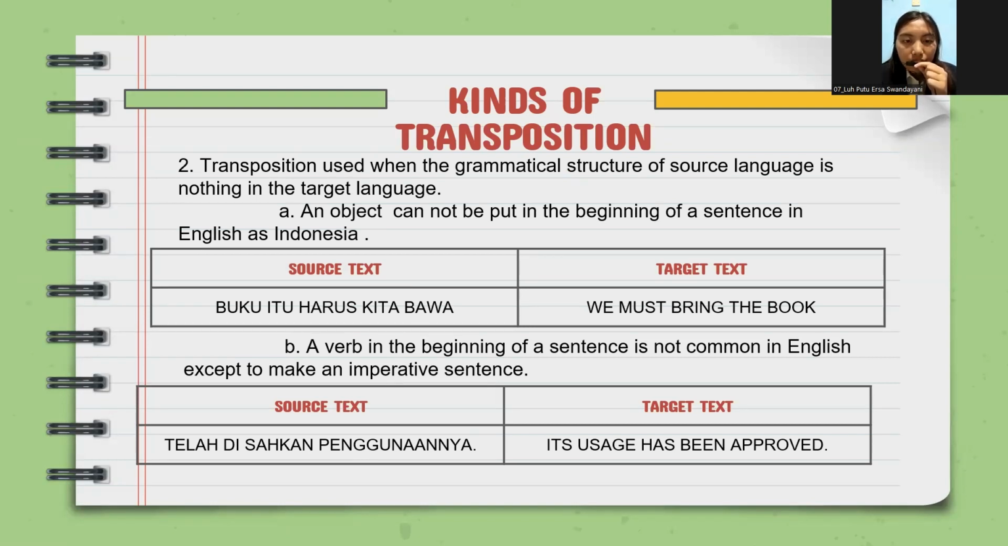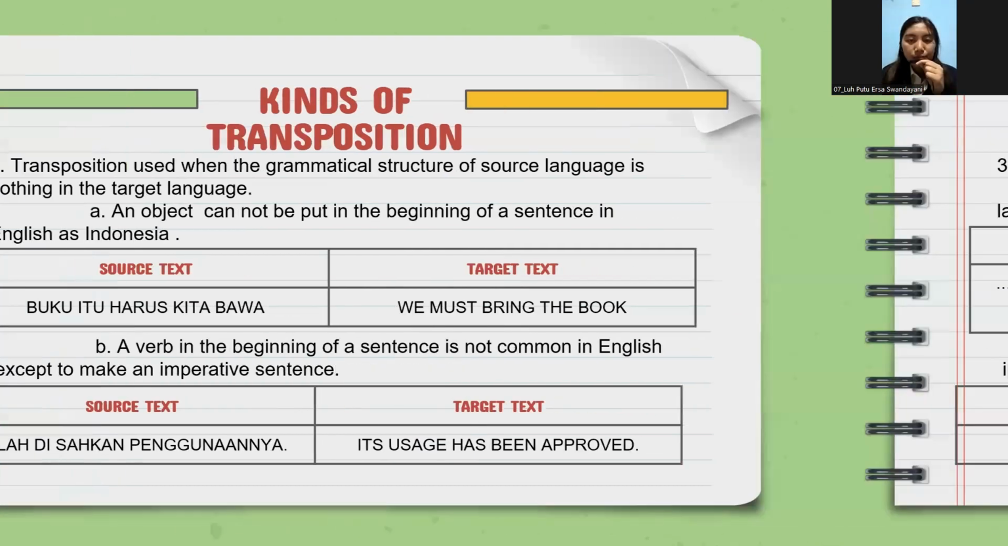For example, in the source text is "buku itu harus kita bawa," and in the target text is "we must bring the book." Type 2 is a verb in the beginning of a sentence is not common in English except to make an imperative sentence. For example, in the source text is "telah disahkan penggunaannya," in the target text is "its usage has been approved." Next slide, please.